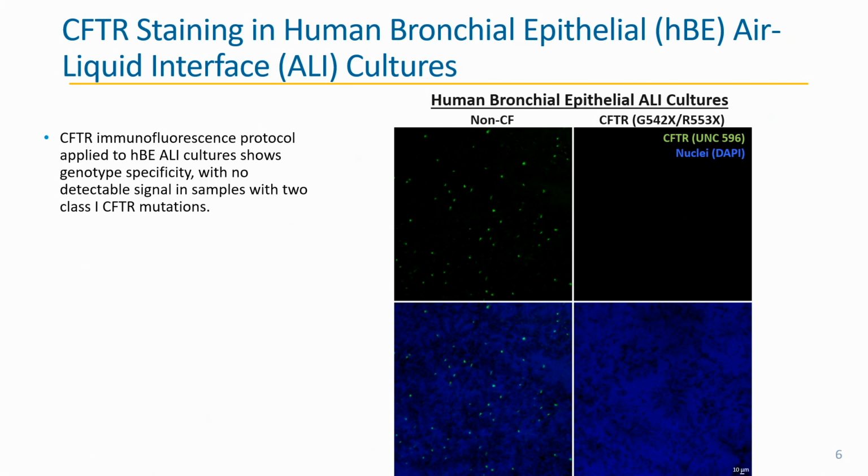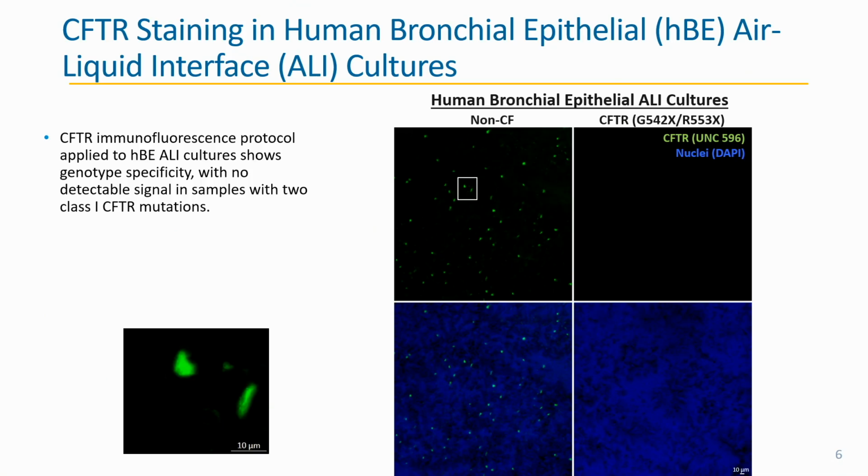We have a non-CF culture that was stained alongside a CF culture. In this case, it's a dual PTC, G542X, R553X. You can see CFTR staining across the culture showing up as strong spots of signal with some weaker signal interspersed and complete absence of signal in the CF sample.